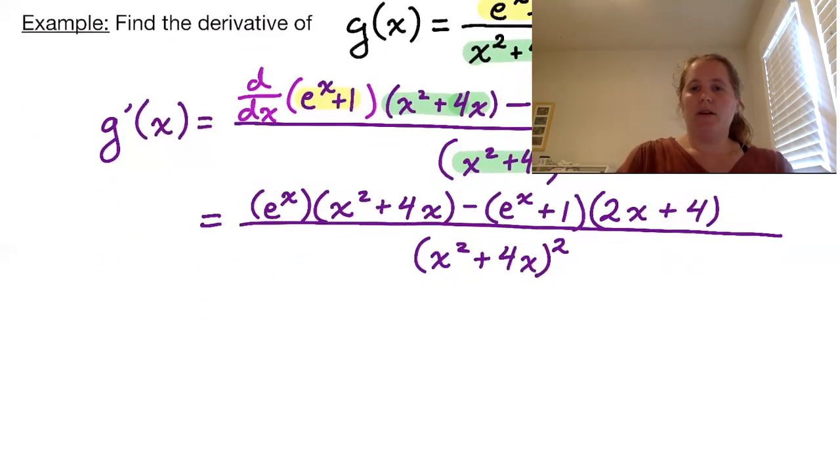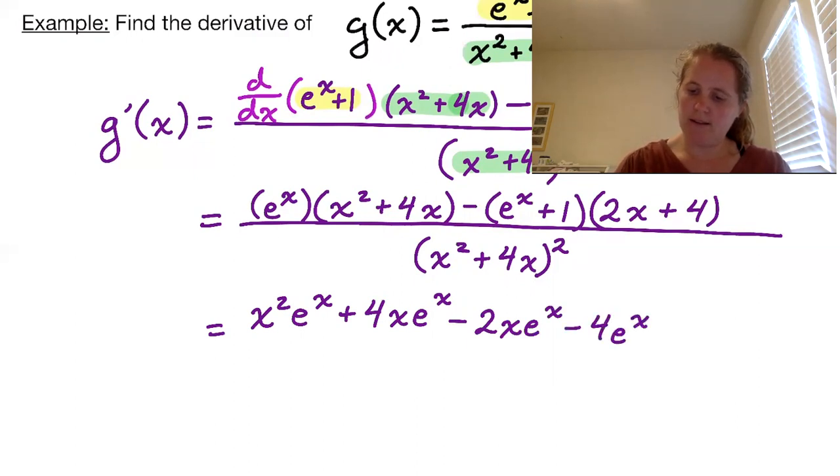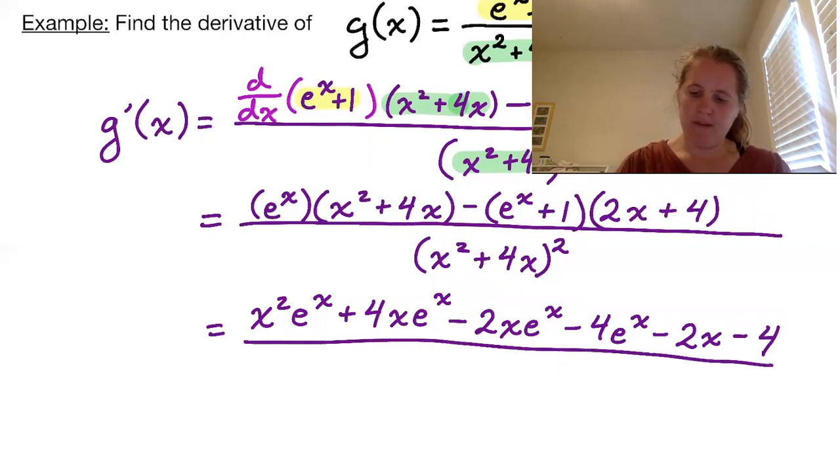At this point, we could go ahead and multiply out, rearrange, and combine like terms. If we simplify that numerator, we have an x squared e to the x plus 4x e to the x. Then we have a bit of FOIL going on. We have minus 2x e to the x, minus 4 e to the x, minus 2x minus 4, if we multiply out that last term, all over x squared plus 4x, the whole thing squared.